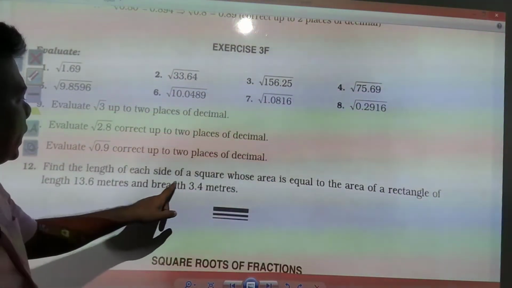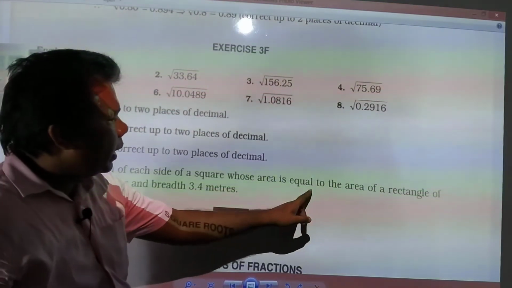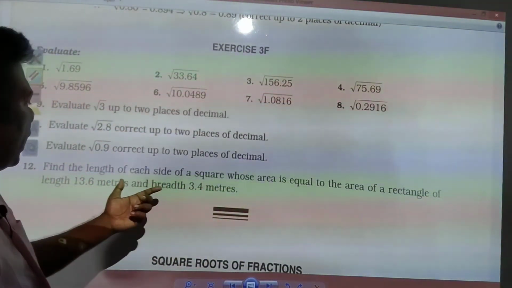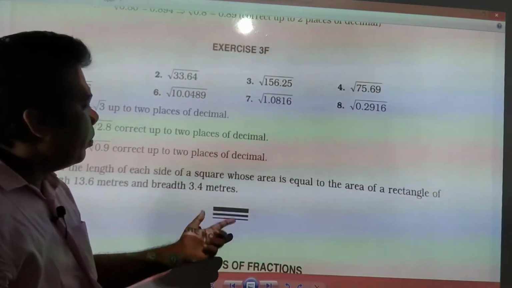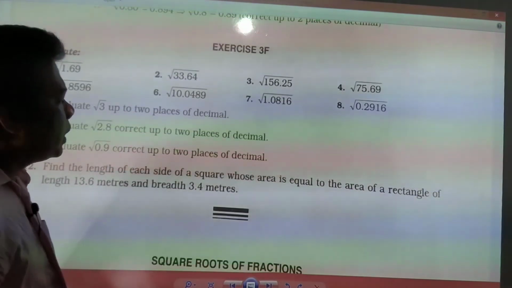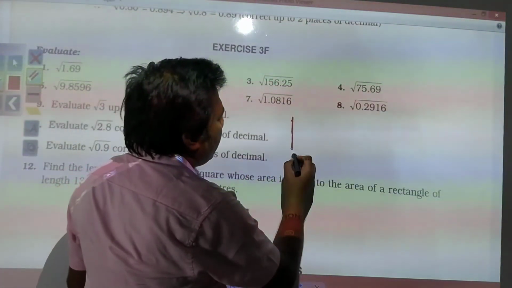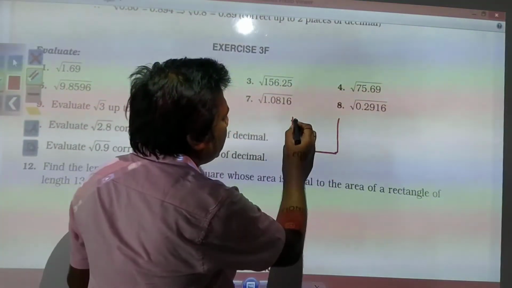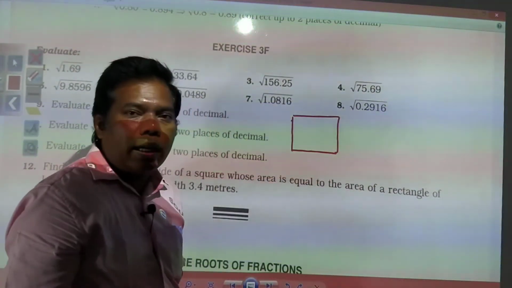Find the length of each side of a square whose area is equal to the area of a rectangle of length 13.6 meters and breadth 3.4 meters. You try to understand this question. Find the length of each side of a square. Suppose you have a square. What is a square? Enclosed figure having all the sides equal and each angle is 90 degree.